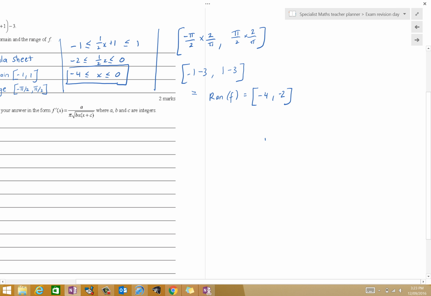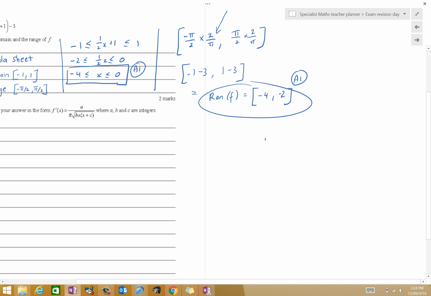So the range is usually a bit harder because you've got to apply the 2 transformations. This one over here deals with that constant out the front, and then once we multiply that through by that constant out the front, we then need to subtract 3 from every value of y. So that is your answer there. That's 1 mark, and this is the other mark.